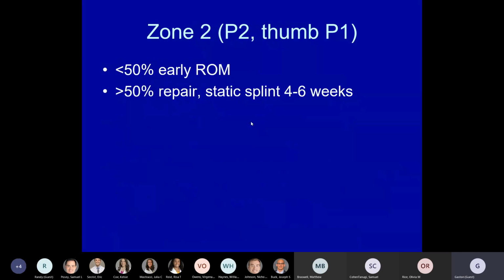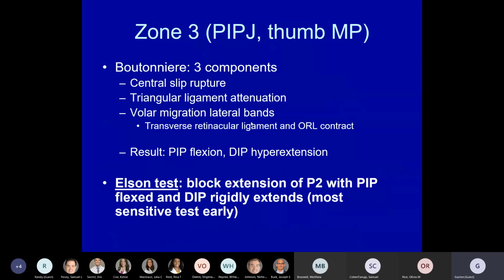Zone 2, over the mid aspect of the middle phalanx. Again, more than 50%, fix it and splint them. Less than 50%, early range of motion. PIP joint. Like I said, to get a boutonniere, 3 things happen. Central slip has to go, then the triangular ligament has to go, and then the volar migration of the lateral bands is what will actually produce a boutonniere contracture. And so boutonniere is PIP flexion and DIP hyperextension.